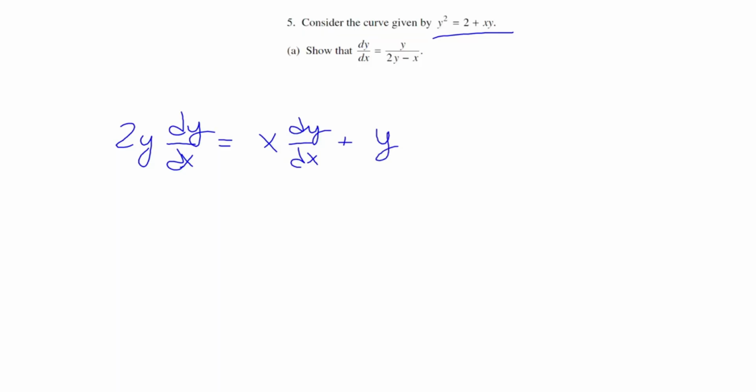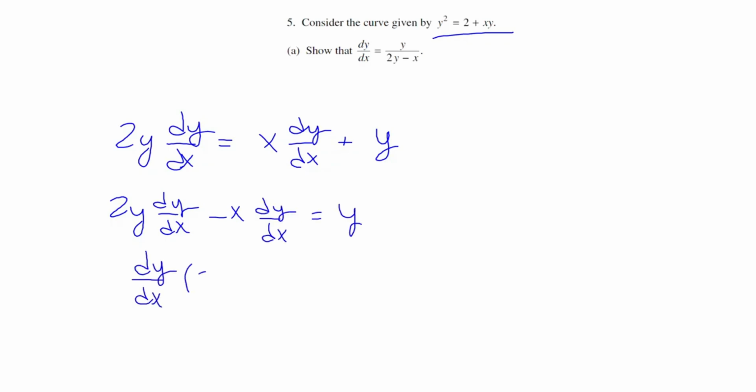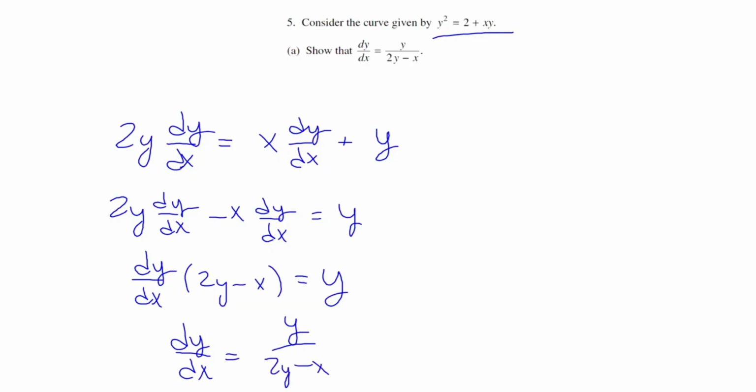And now we'll just get all the dy dx's to the left side here. Factor out the dy dx. And divide. And that should be a pretty straightforward part A. They gave you 2 points for it: 1 for doing the implicit differentiation correctly, and 1 for verifying that it equals what they said it did.